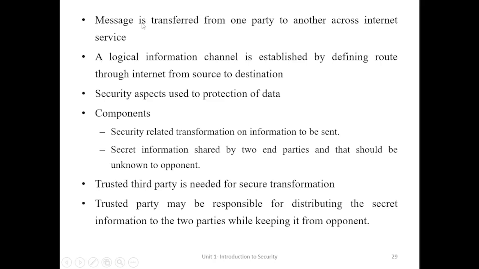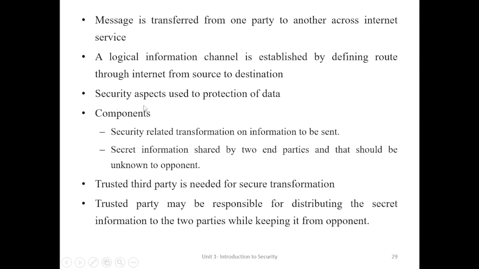So a message or plain text is transferred from one party to another party. A person who sent the message is called the sender. A person who received that message is called the receiver. This transmission may be sent via a wired medium or a wireless medium. There may be the possibility of internet service also provided for transmission. So the information channel is established only for defining the path via the internet from source to destination.